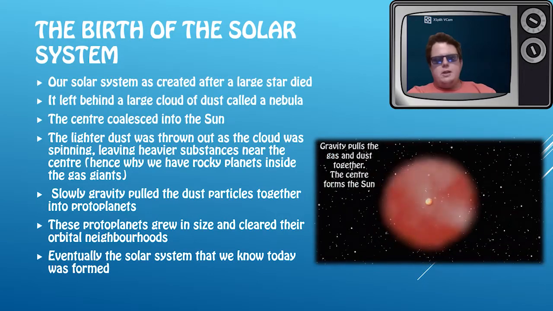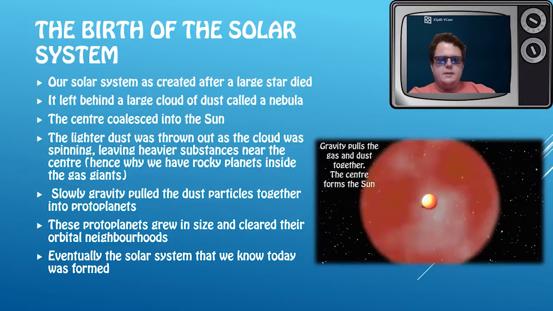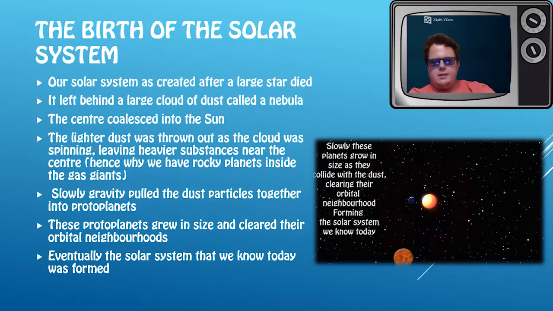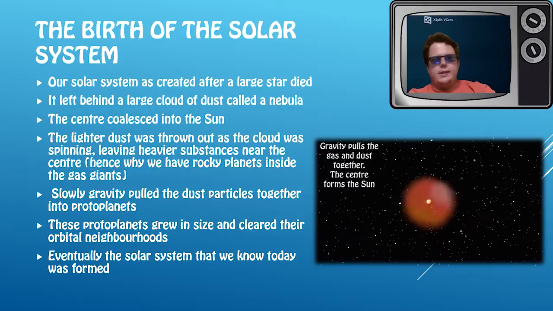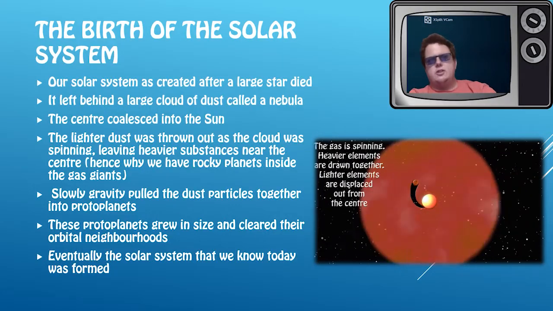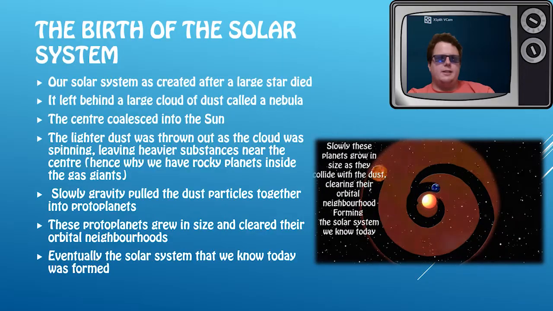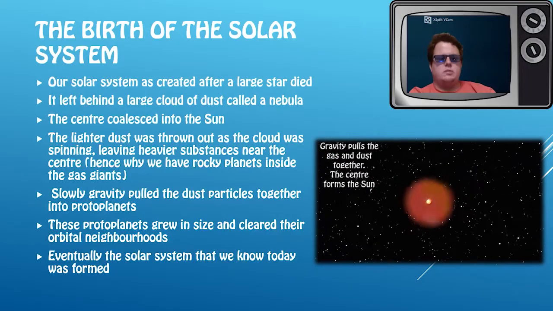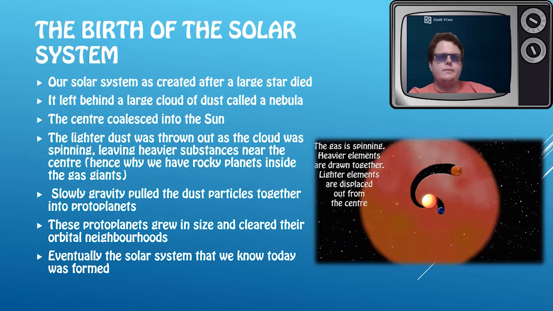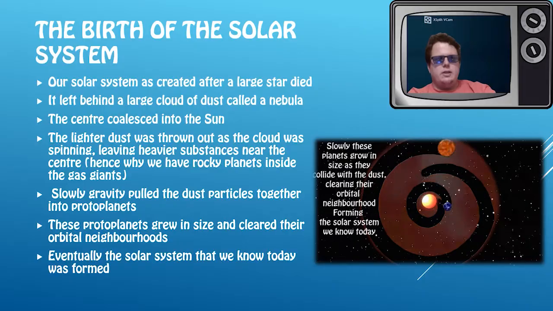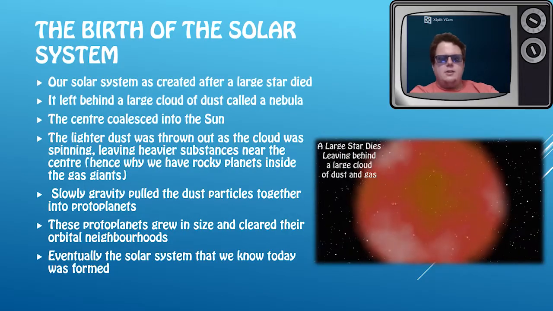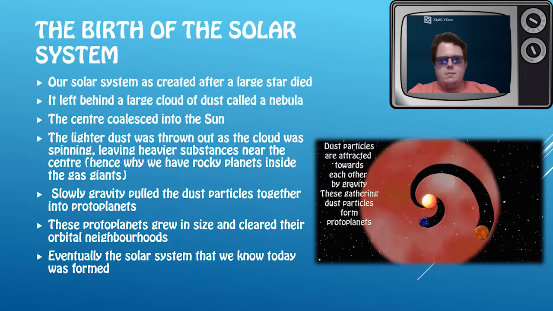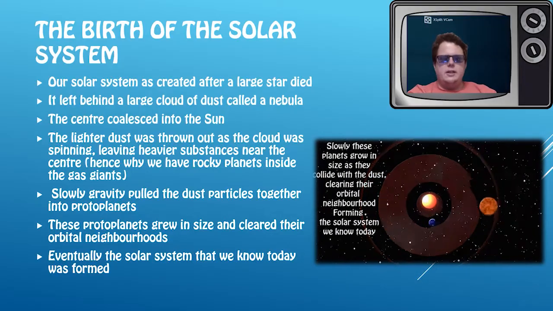Now because this cloud of dust was spinning, if you spin something, the lighter parts get thrown to the edges first and the heavier parts stay in the middle. We think this is why we have our gas giants on the outside and our heavier rocky planets in the middle of our solar system. Slowly over time, gravity pulls those dust particles together to form protoplanets. Those protoplanets slowly grew in size as they orbited and absorbed all the dust in their path, clearing their orbital neighborhood, and eventually the solar system as we know it today was formed.